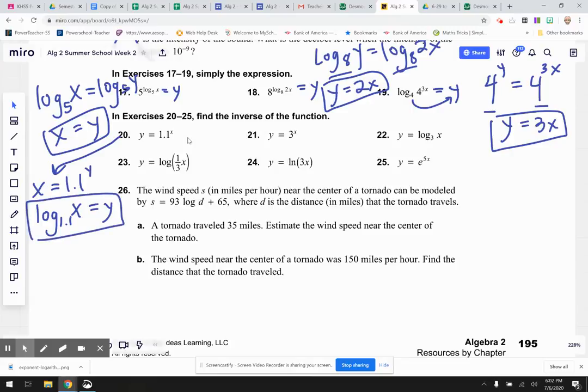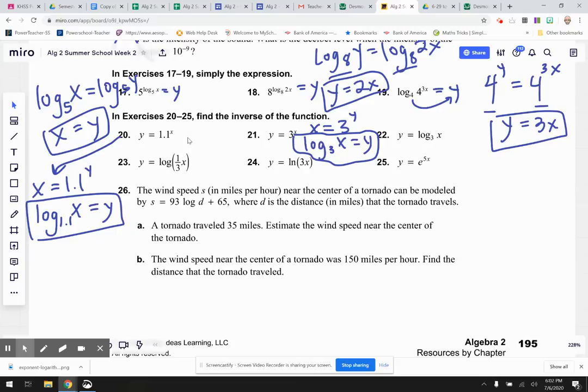So again, number 21, you're going to change the x and the y. So you're going to put x equals 3 to the y and then write it as a log. So we're going to get log base 3, because log of the big number, to the x, which was your answer, x was the answer, equals the exponent, which is y. So we got y by itself already. So that's your inverse function right there.